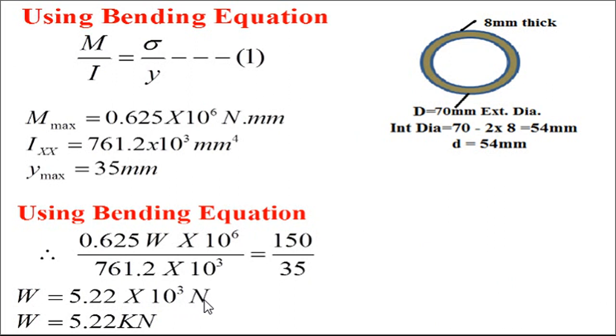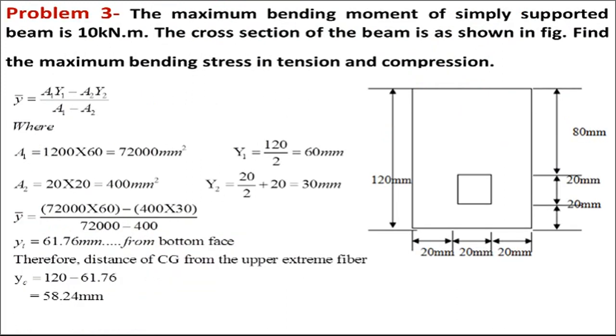By solving this you will get the first answer, that will be 5.22 into 10 to power 3 Newton, because all these terms involved in the equations are in Newton. If you want to calculate in kilonewton, you should divide by 1000. 1000 means 10 to power 3, then 10 to power 3 will cancel. This value will change into kilonewton. Okay, so this is about the second problem.